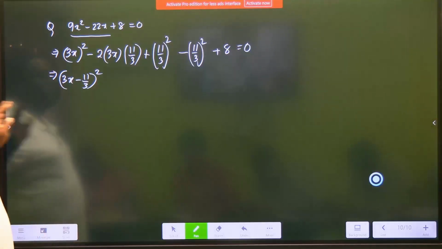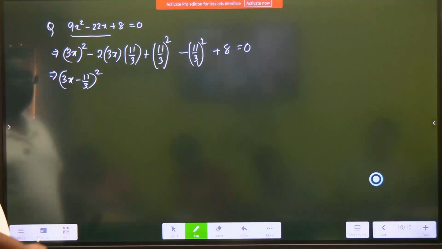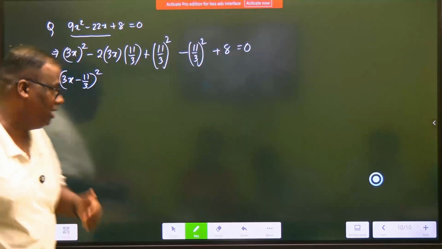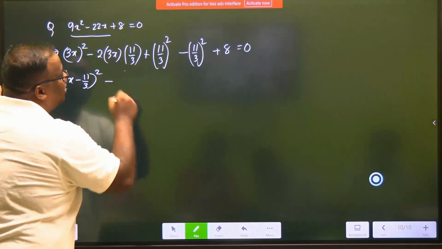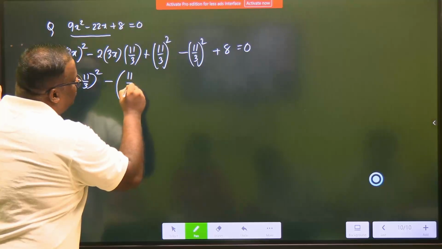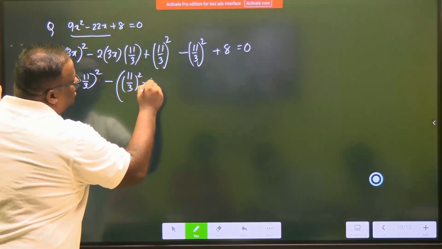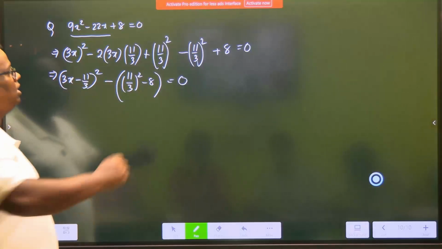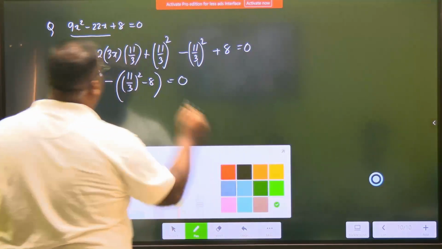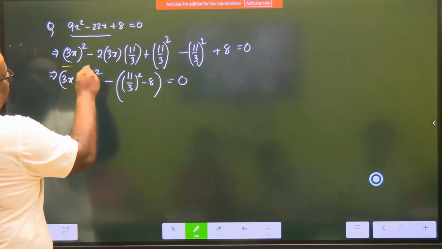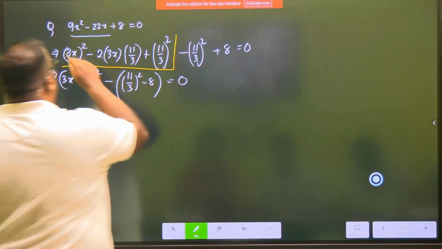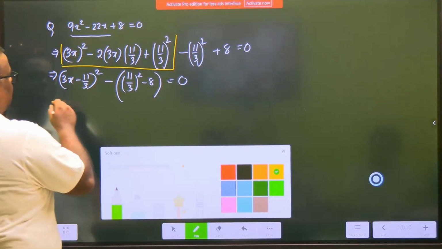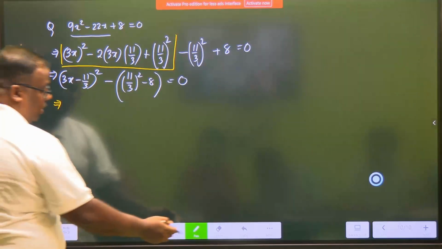Agreed? Now solve this part. And how to solve it? It has to be a square minus b square. So you straight away put minus here, then this becomes 11 by 3 whole square minus 8, children. Is this understood? Till here, a square minus 2ab, you are done. You have to just massage these two. Okay? Let's go ahead.